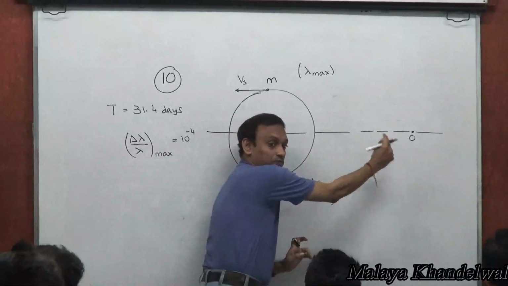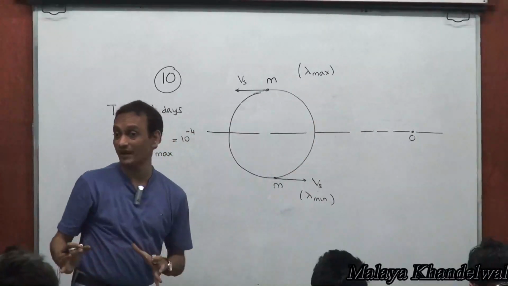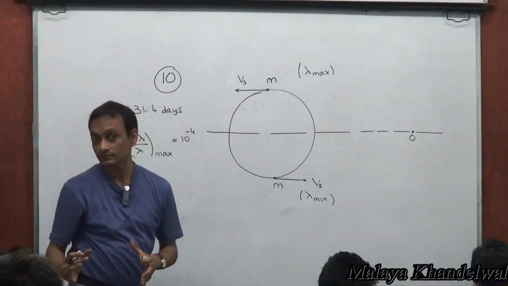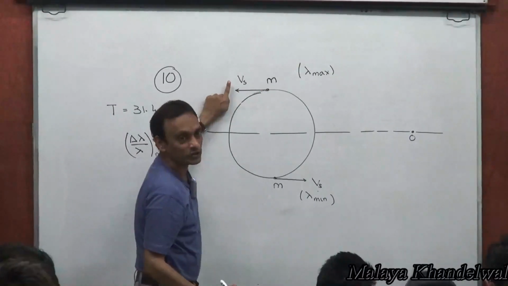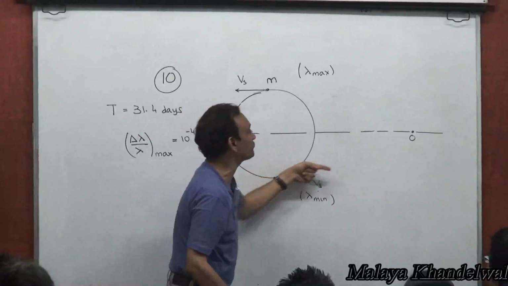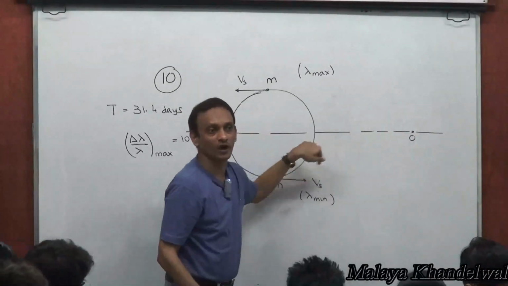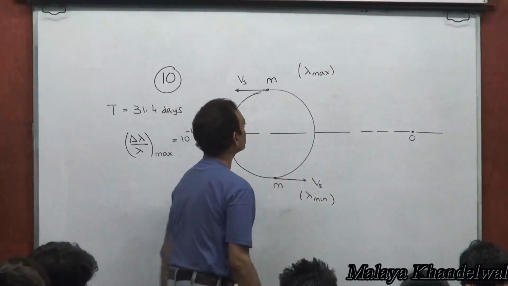That is as perceived by the observer. Lambda max and lambda min as perceived by the observer. You know what I'm saying? Why? Because at this point, frequency will be minimum, so lambda will be maximum. At this point, the frequency would be maximum because of Doppler's effect, and lambda would be minimum.